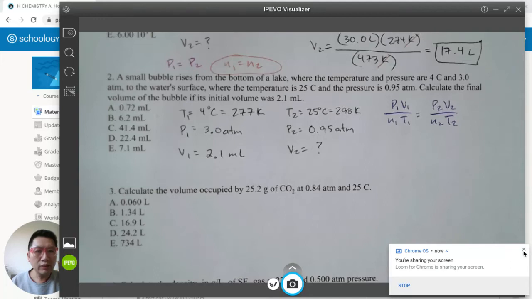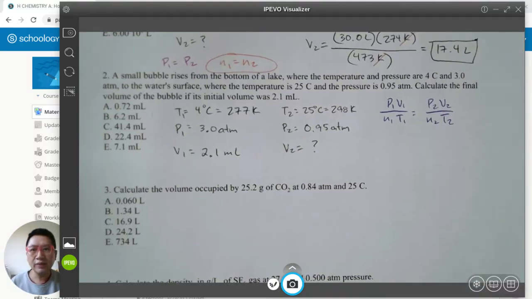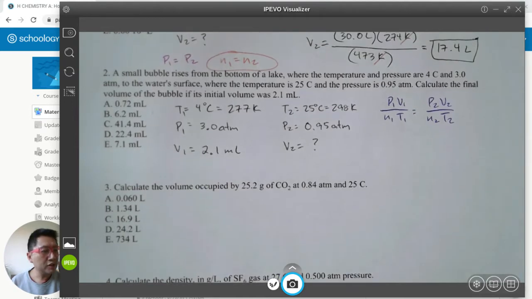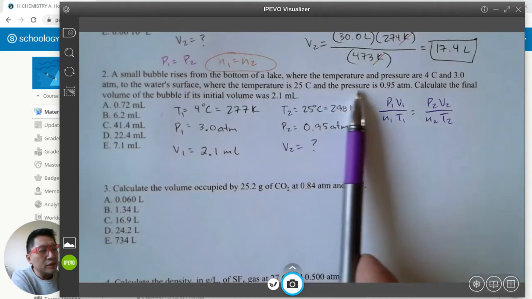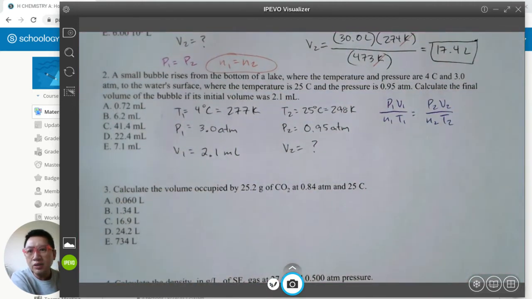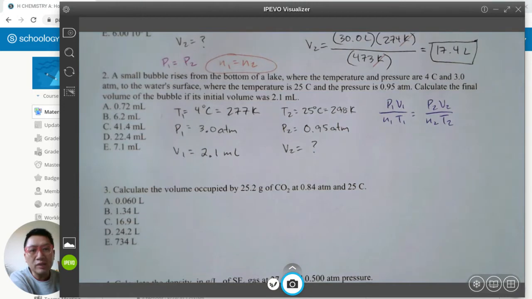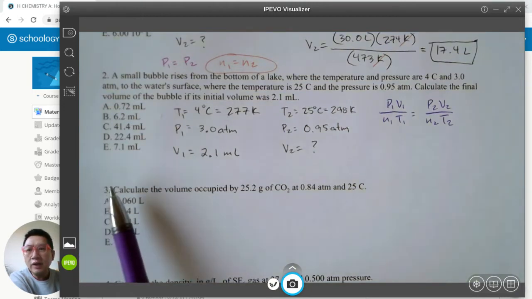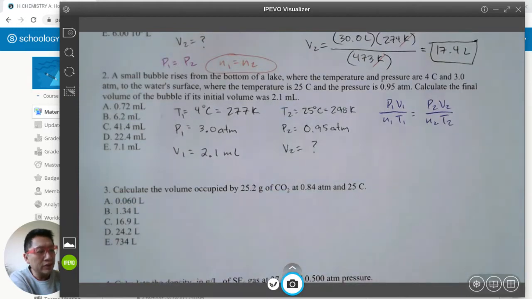Okay, right now I want to go over the second problem right there on the screen. The question says, a small bubble rises from the bottom of a lake where the temperature and pressure are 4 degrees Celsius and 3 atmospheres to the water surface, where the temperature is 25 degrees Celsius and the pressure is 0.95 atmospheres. Calculate the final volume of the bubble if the initial volume is 2.1 milliliters.